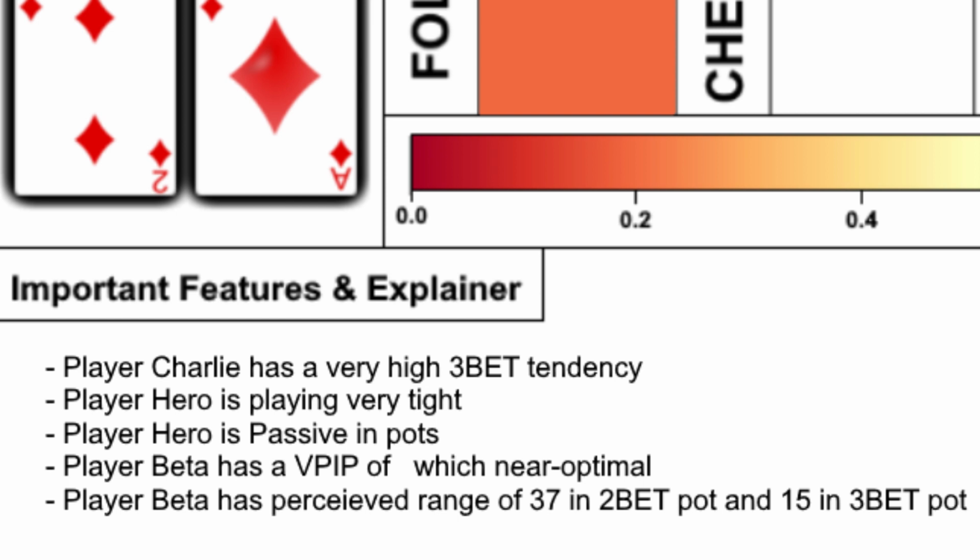And then I needed to explain certain types of features. So in this case, 3-bet tendency. I just have it that player X has a very high 3-bet tendency. So that could be very high, high, low, very low. That's one explainer that was already predefined. And the same for player X is playing very tight, tight, loose, very loose. And so on. And that's how I defined my explainer. So I computed my important features with xgboost, and I made my own explainer to explain those important features that I had drawn using the xgboost algorithm.